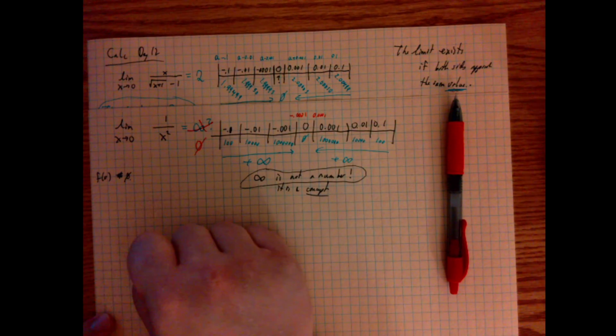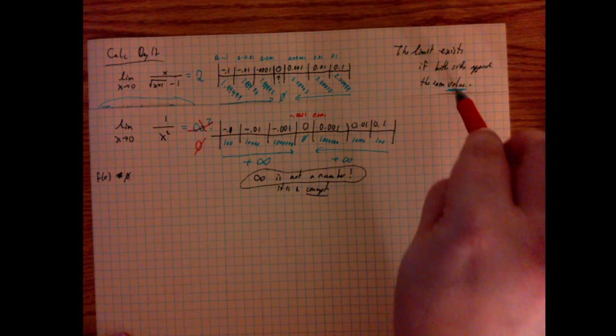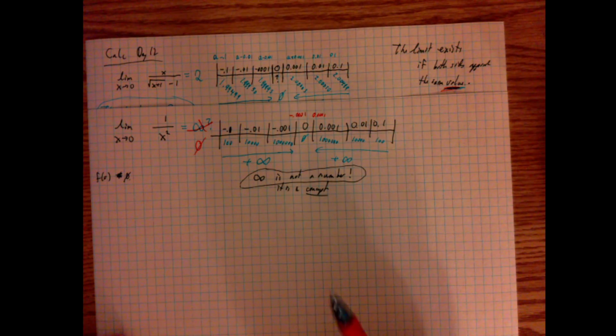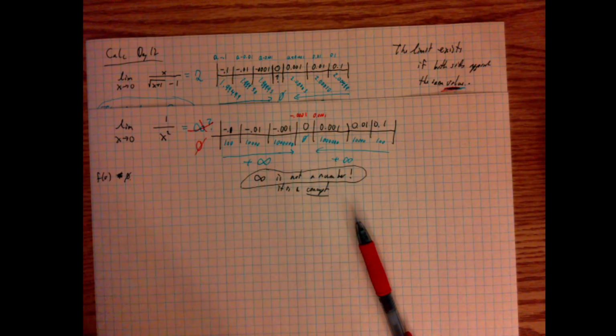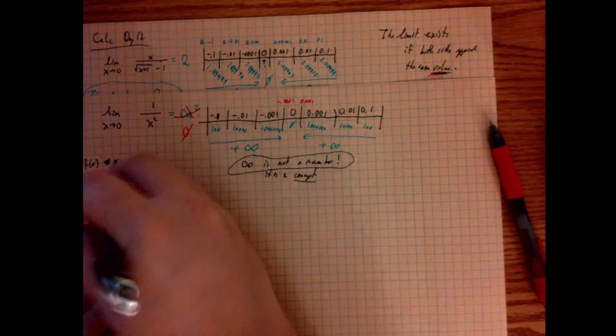This limit doesn't exist. It's a minor thing, but very, very important. Your limits have to approach a value. If they don't approach a value, they don't exist. All right. Last thing I want to talk about. Okay, so let's make some brief notes here.